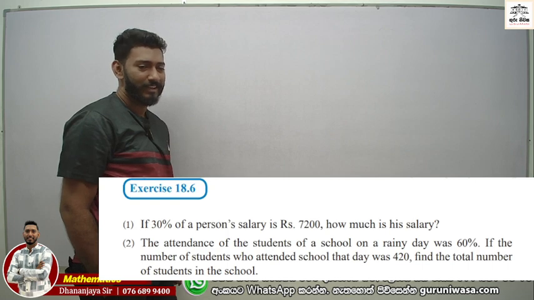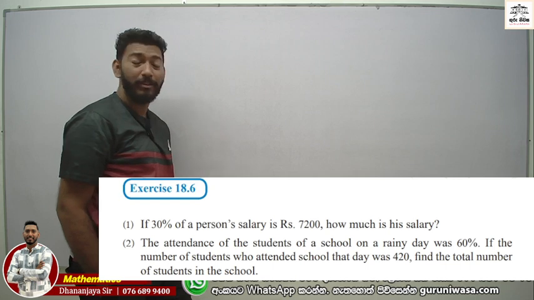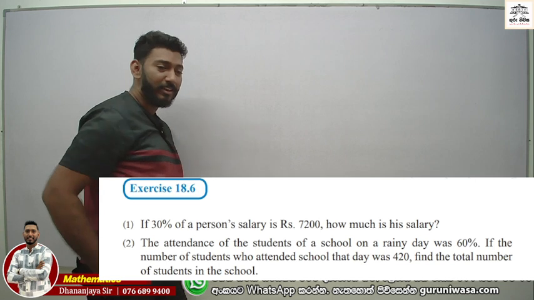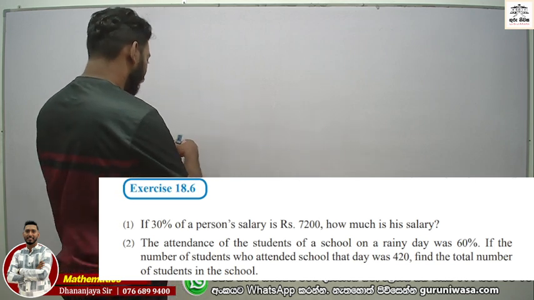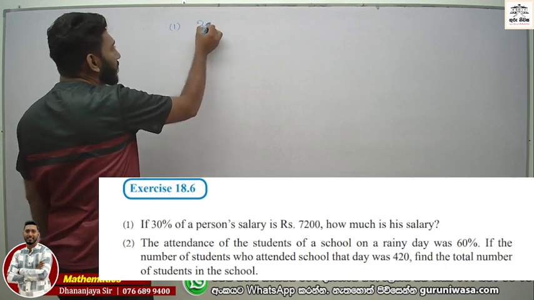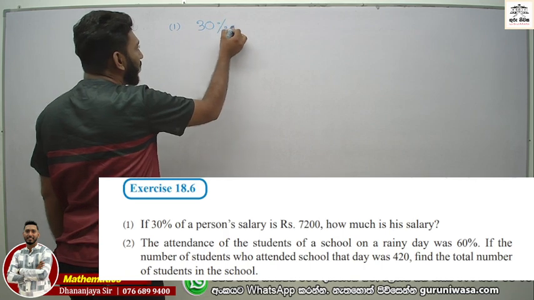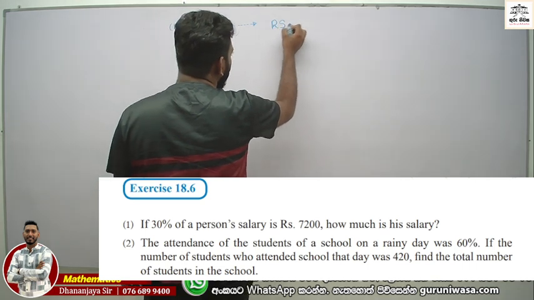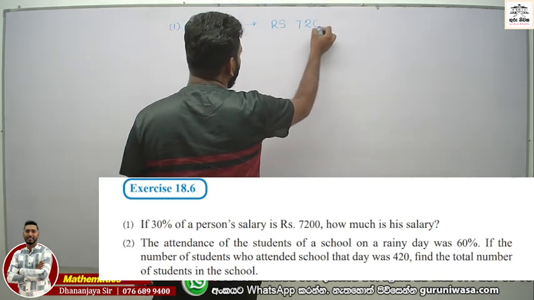Yes, sir. Yes, right. Now this is example question number 1 relevant to the textbook. If 30% of a person's salary is 7,200, how much is his salary? Now 30% is equal to 7,200 rupees.